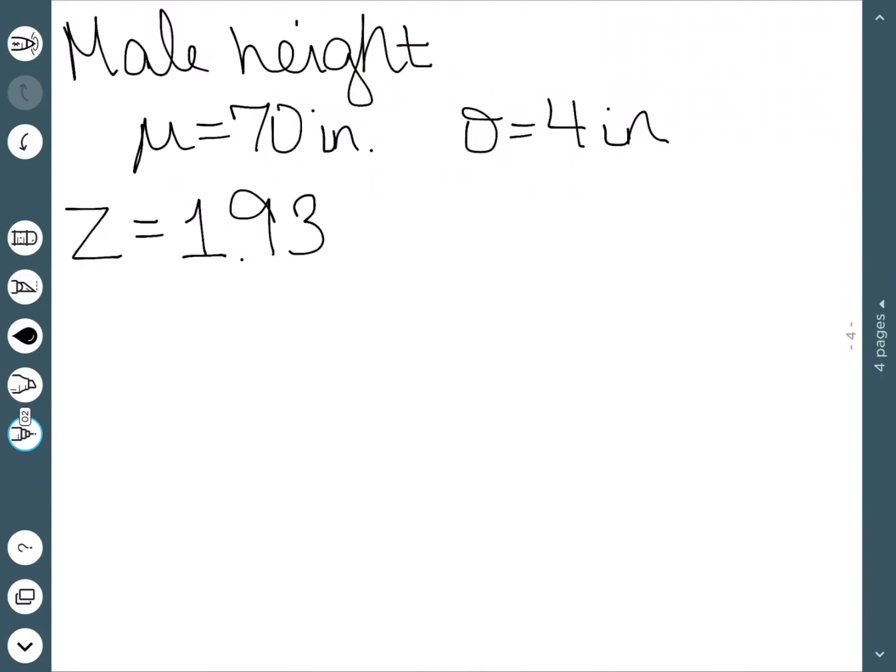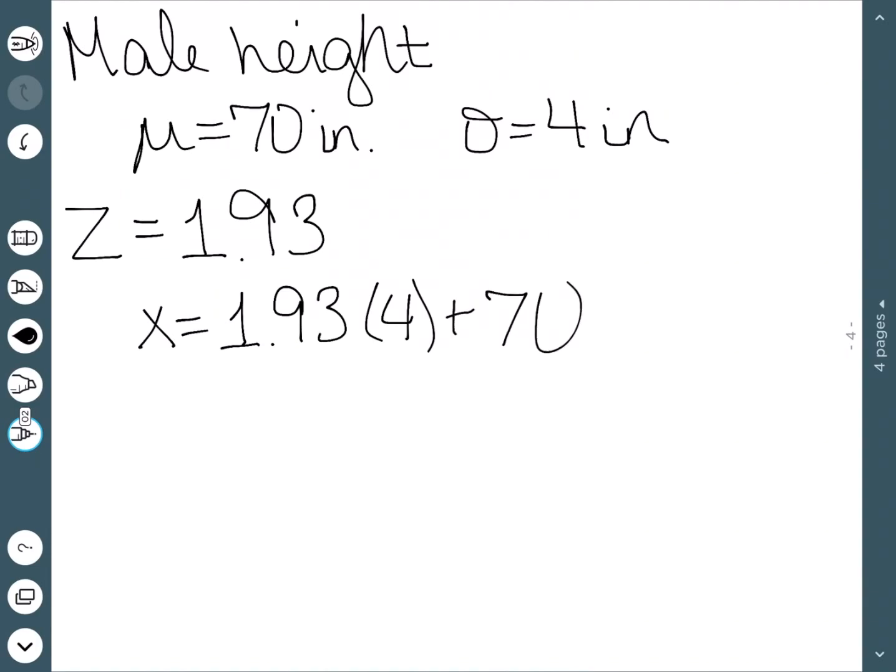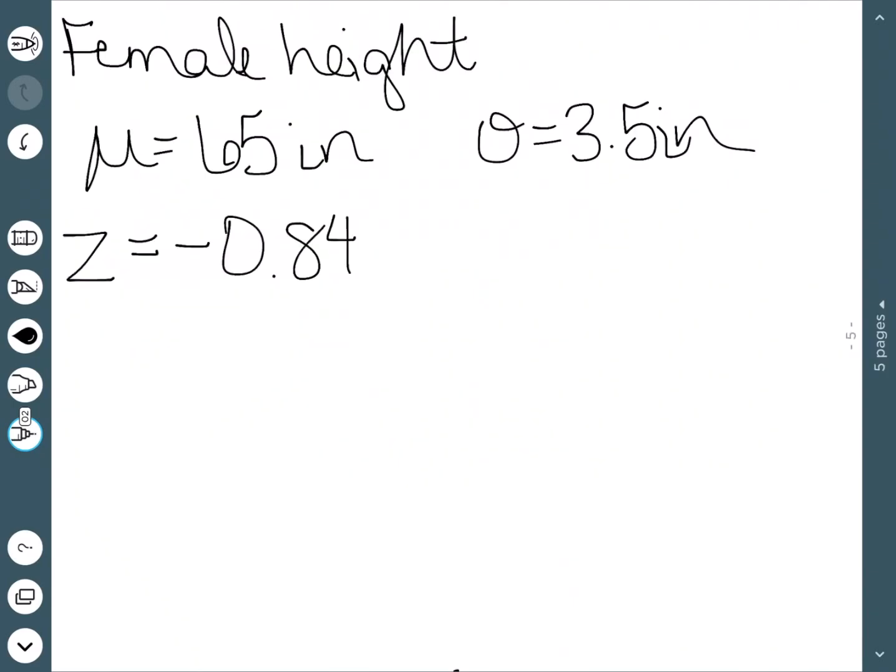For this one, I know that the average male height is 70 inches, and I know that standard deviation is 4 inches, and I want to know what height corresponds to a z-value of 1.93. Well, my formula says I take my z-value times my standard deviation, which is 4, and then I add the mean of 70. And when I do, I get 77.72 inches.